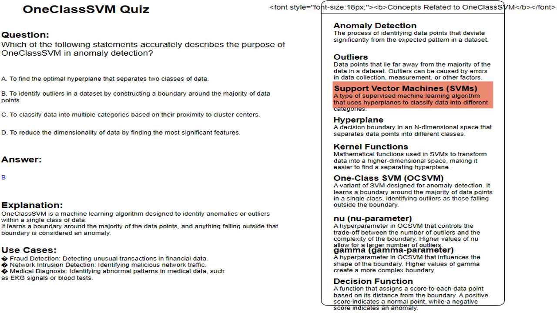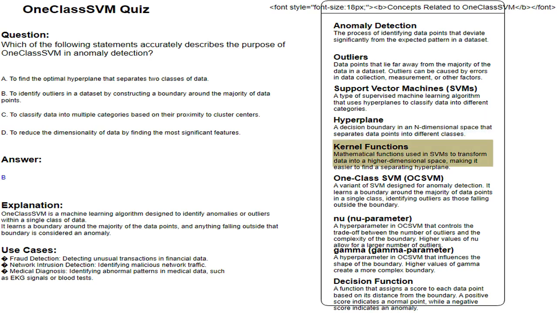Gamma is a hyperparameter in one-class SVM that influences the shape of the boundary. Higher values of gamma create a more complex boundary. The gamma parameter affects the model's ability to capture complex patterns in the data.